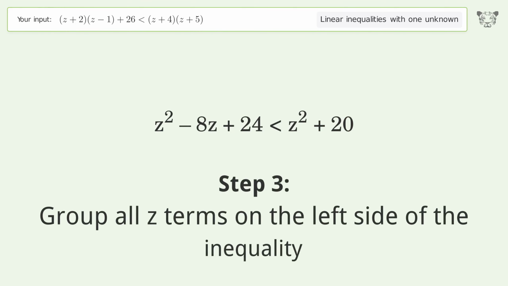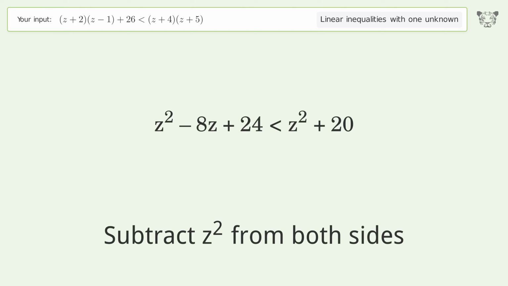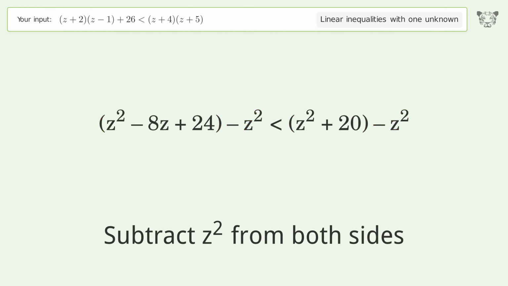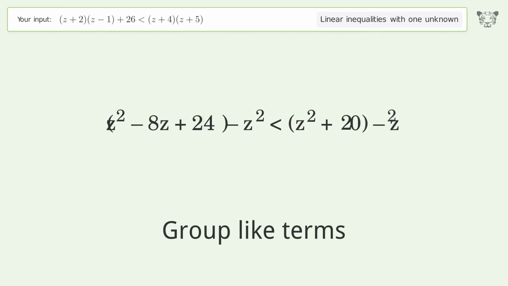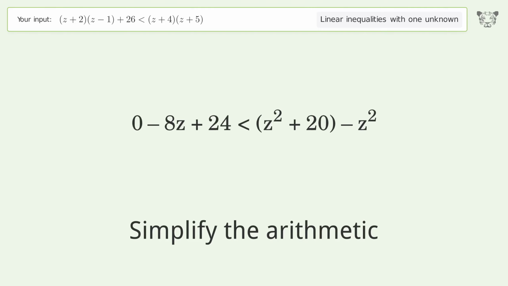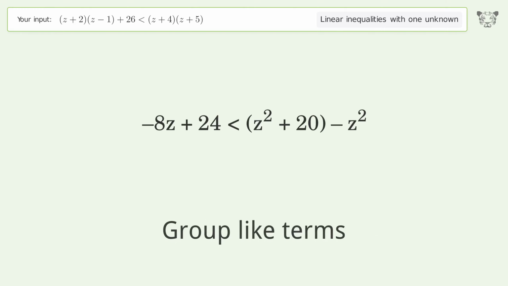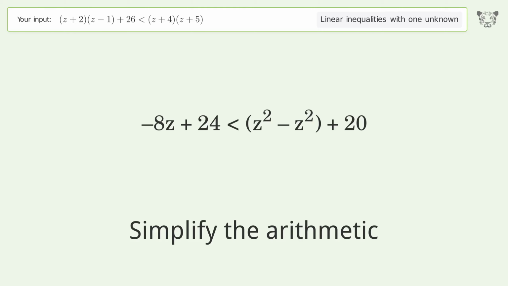Group all z terms on the left side of the inequality. Subtract z squared from both sides. Group like terms. Simplify the arithmetic. Group like terms. Simplify the arithmetic.